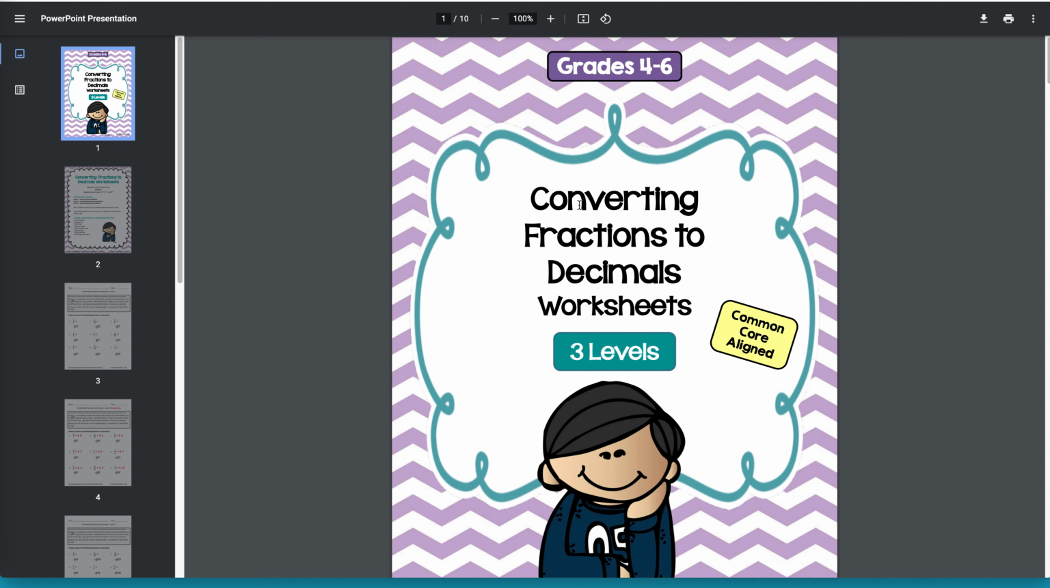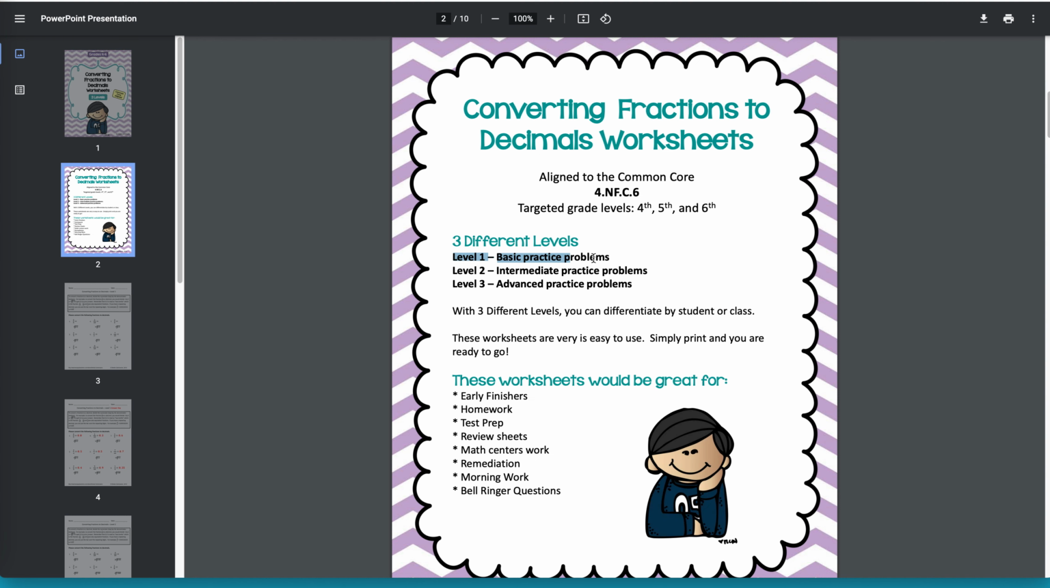I want to quickly show you how I teach converting fractions to decimals, and I use this resource with 3 different levels on it. So the level 1 problems are really easy, so students start with the easy questions and then they move on to the more challenging questions as they gain confidence. This is a 4th grade Common Core, but you could use it really with 4th, 5th, or 6th grade students.